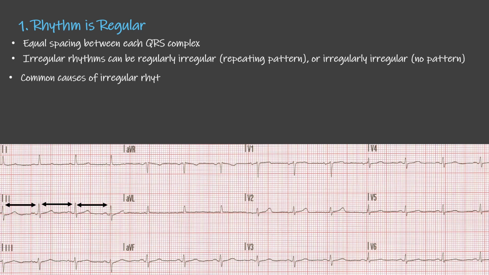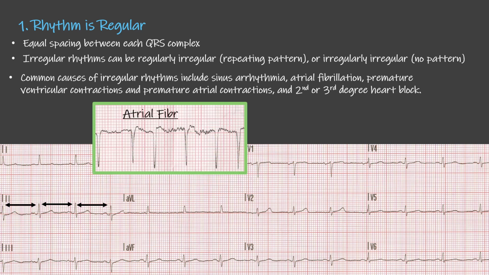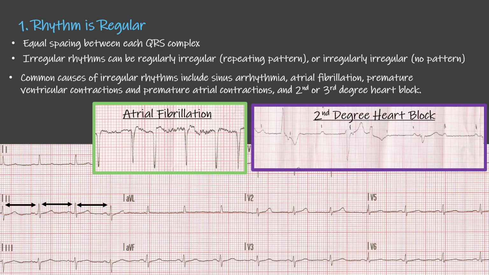Now, common reasons why a rhythm might be irregular include sinus arrhythmia, atrial fibrillation, premature ventricular contractions and premature atrial contractions, and second or third degree heart block. So we'll now look at a few examples of irregular rhythms. So here's an example of atrial fibrillation. So this rhythm is irregularly irregular, as there's no repeating pattern to the QRS complexes. This is an example of second degree heart block, and again, this rhythm is irregularly irregular.